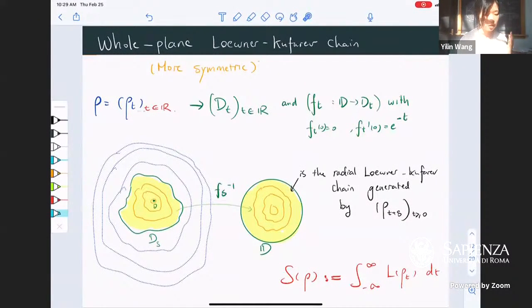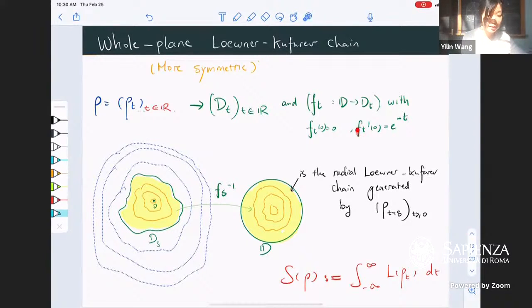And before doing that, I would like to introduce a more symmetric version of the Loewner-Kufarev chain. So that is the whole plane Loewner-Kufarev chain. It's very similar to the radial case. The only difference is now the time is indexed also by negative t, and it gives you an evolution family, a shrinking family of domains D_t, where t is indexed by all the real numbers. And you have also a family of f_t from the unit disk to D_t with the same normalization.